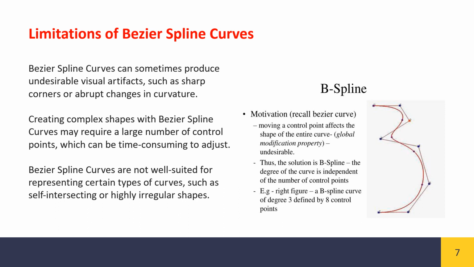Like we can see here, in a B-spline curve, moving a control point affects the shape of the entire curve, that is the global modification property. Thus, in this B-spline curve, the degree of the curve is independent of the number of control points. For example, we have a B-spline curve of degree 3 defined by 8 control points. We can see here, we have 8 control points, which are represented in blue.